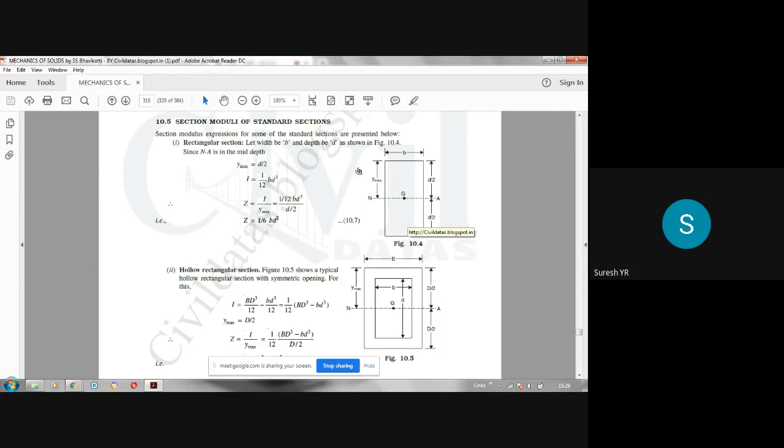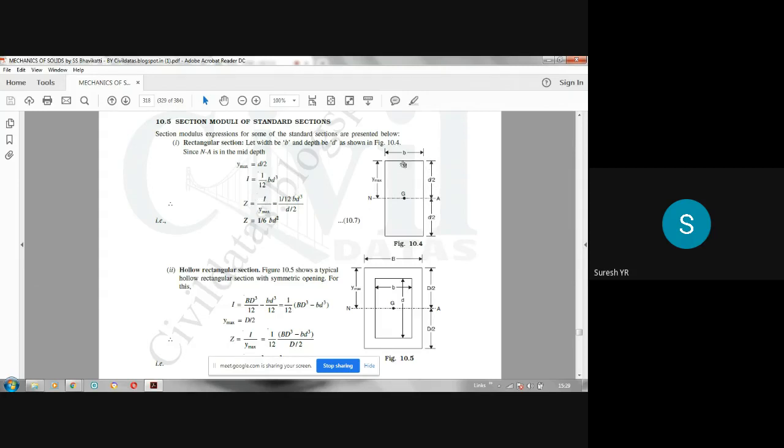Yes, look, we will give the expressions for Z. Section modulus means Z. We know that Z is equal to I divided by Y max. So if you know the values of I and Y max, you can calculate the Z value. Y max means from the neutral axis to the farthest fiber. Whether you take this side or this side, both are the same here. So Y max is D by 2. In the case of rectangular section, since the neutral axis passes through the centroid, D by 2, D by 2. So Y max is D by 2. Whether you take above the neutral axis or below, both are equal.